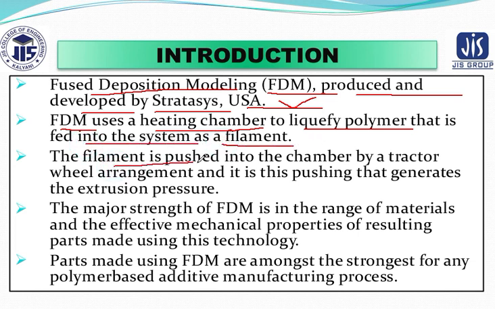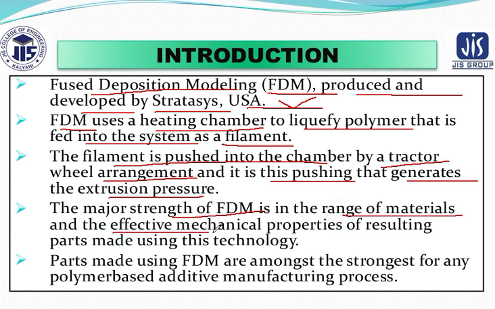Now the filament is pushed into the chamber by a tractor wheel arrangement, and it is this pushing that generates the extrusion pressure. So basically you can see the deposition of material occurs due to the extrusion pressure here, and the major strength of FDM is none other than the range of materials and the effectiveness of mechanical properties of the parts that are made using this particular technology.